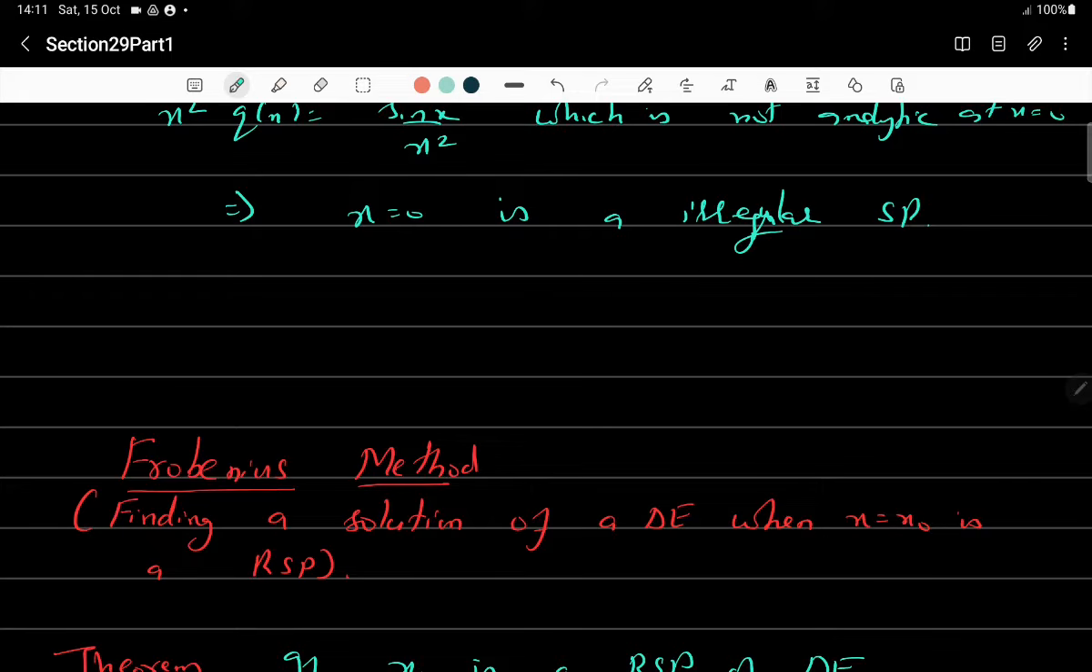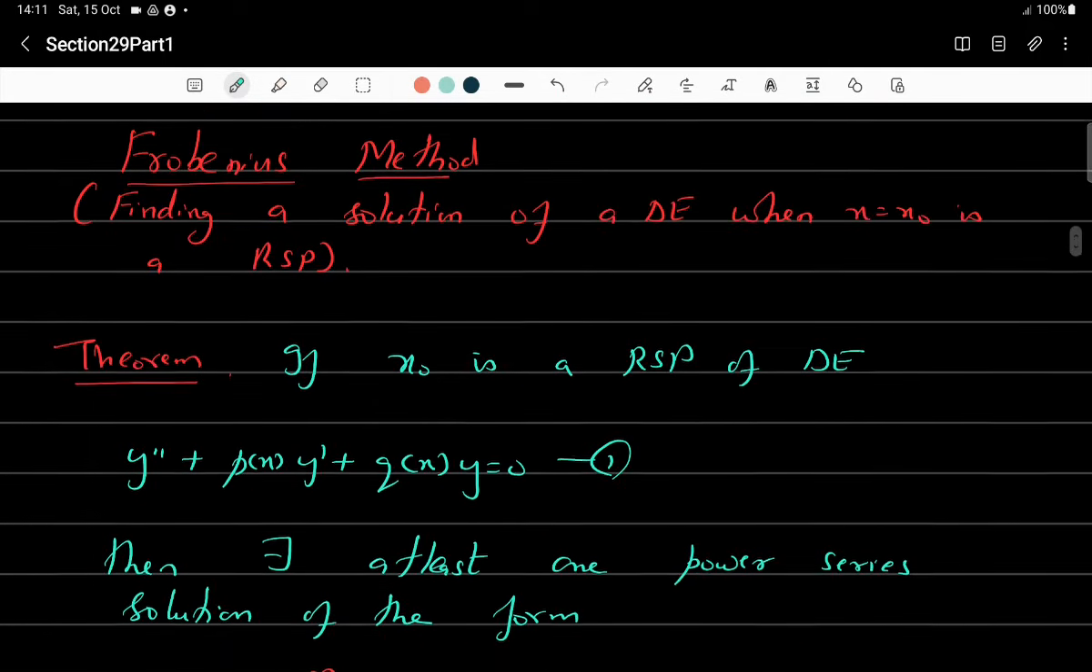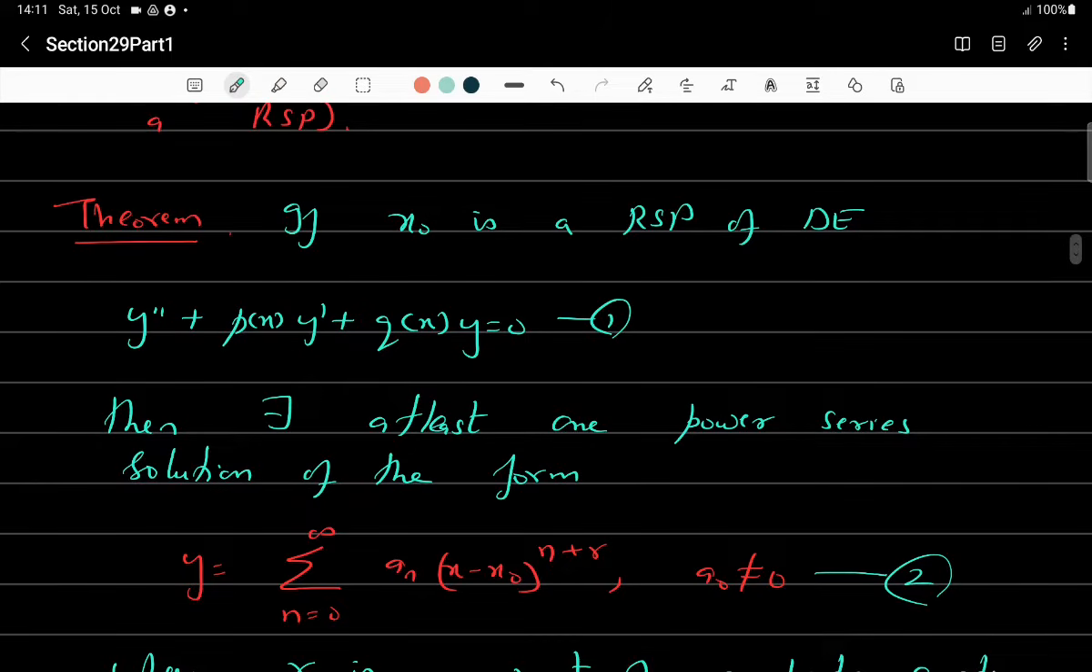Moving further, we will see that if x is equal to x naught is a regular singular point, how can we find its power series solution? This method is known as Frobenius method, which says that if x naught is a regular singular point of the given homogeneous second order differential equation, then there exists at least one power series solution of the form summation a n x minus x naught raised to the power n plus r. You can see that it is simply the power series solution which we have seen earlier, summation a n x minus x naught raised to the power n. I am just multiplying the power series solution by x minus x naught raised to the power r.